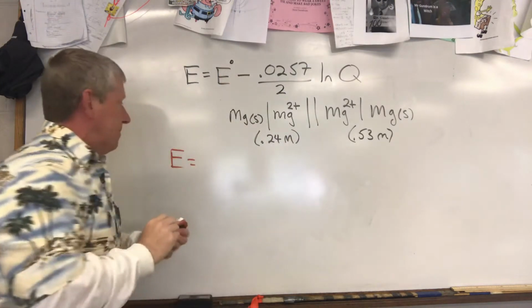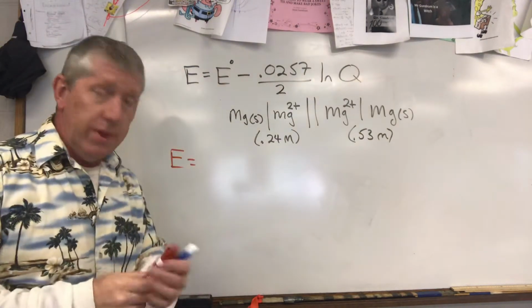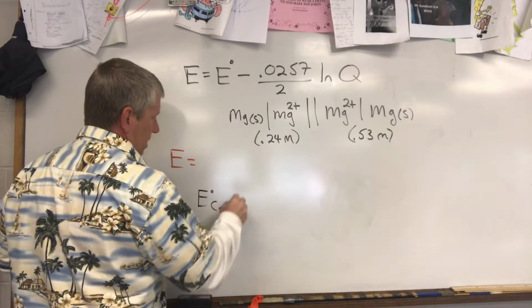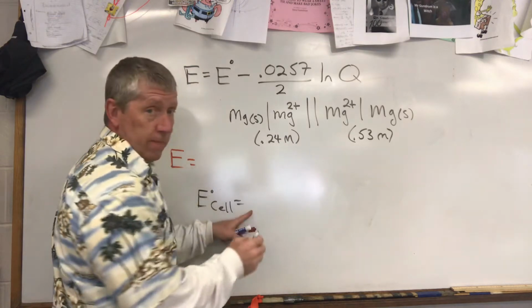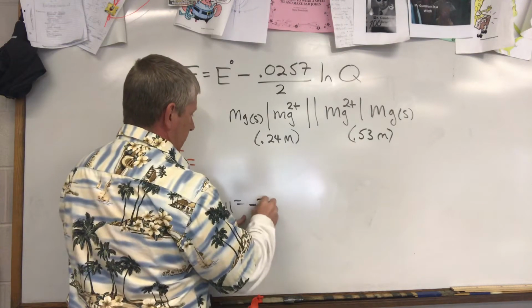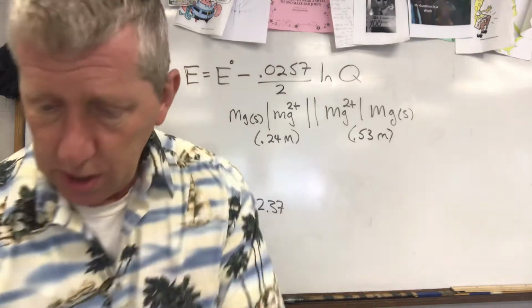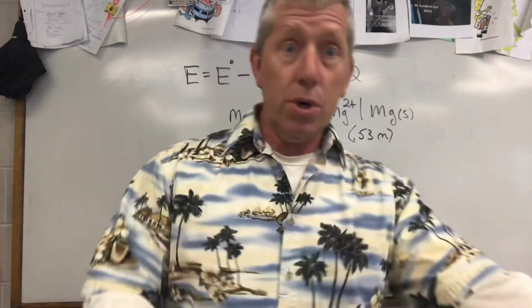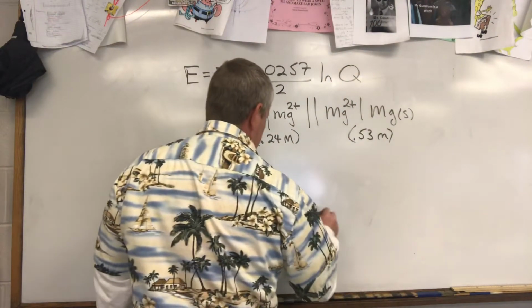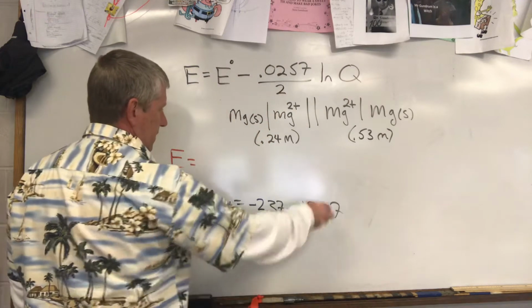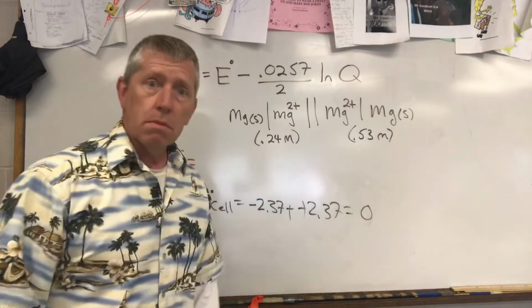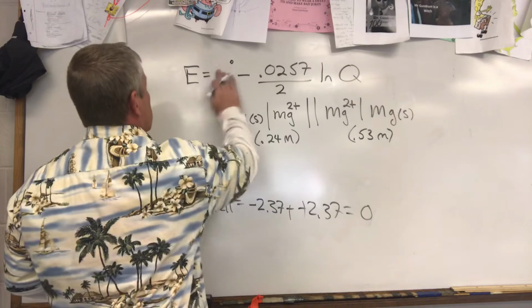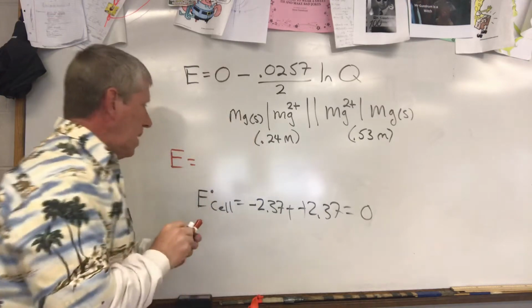Okay. So what are we going to put here? Well, let's do the E of the cell under standard conditions, which would be E at the cathode minus E at the anode. And that's negative 2.37. Let me verify that. Yeah, I remember. 2.37 minus negative 2.37. That's plus positive. That's 0, which, under standard conditions, everything being equal, it should be. So that's a 0. All right. That part done.